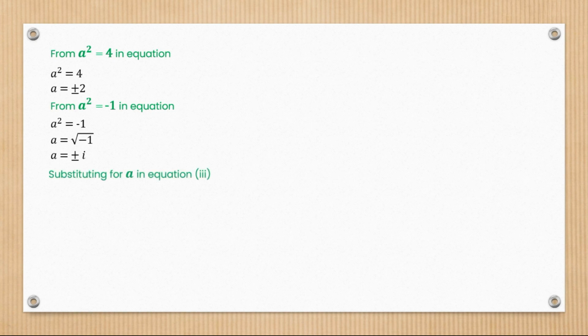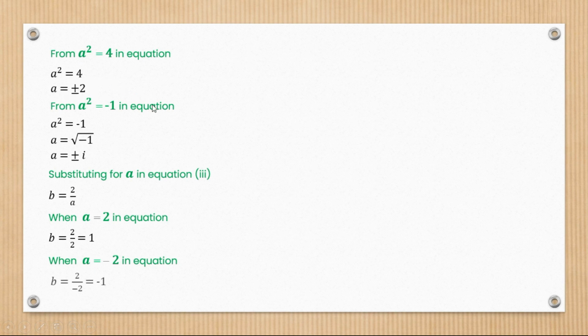Alright, now substituting for a in equation 3, remember equation 3 we had b is equal to 2 over a. Now we want to find the value of b. So let's test this out. When a is equal to 2, we can see that b is equal to 1. And then when a is equal to negative 2, because there are two different answers from here, positive or negative 2, we can see that b is equal to negative 1.